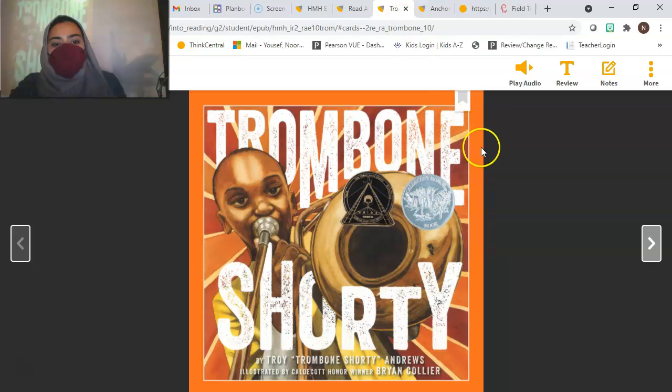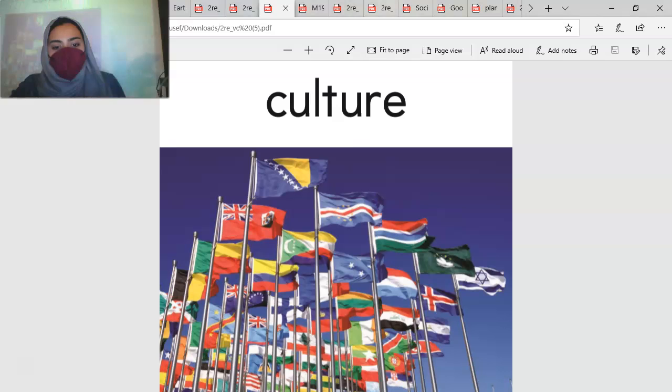We're going to be reading the story Trombone Shorty. When we read the story, we're going to be filling out the reading graphic organizer that's in your reading packet. It says figurative language reading graphic organizer. We're going to write down what the words say, draw a picture, and what it really means. We'll get to that later. Before we start reading the story, let's go over some vocabulary words.